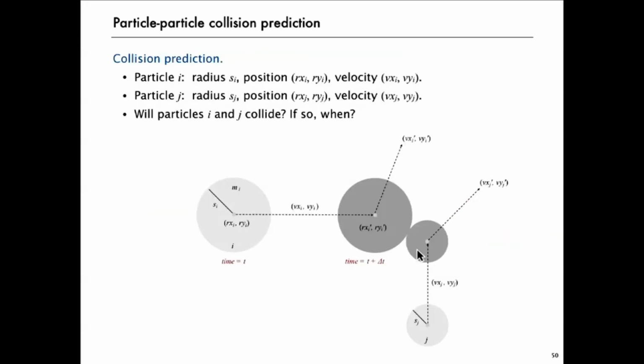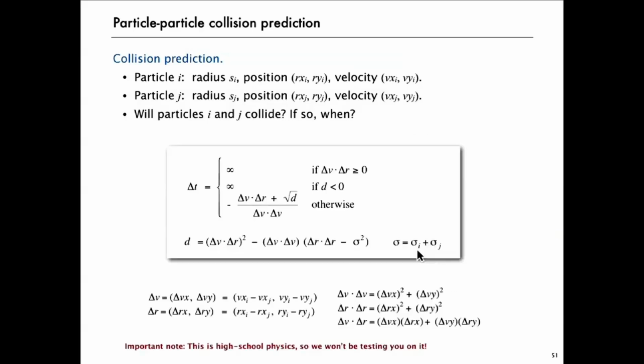When you have two particles, there's definitely more math. And again, this is high school physics, and we're not going to test on it or even go through the details. But it's just a little bit of arithmetic with the velocities and the positions to deal with how to predict when a given particle is going to collide with another given particle, knowing their velocity and position.